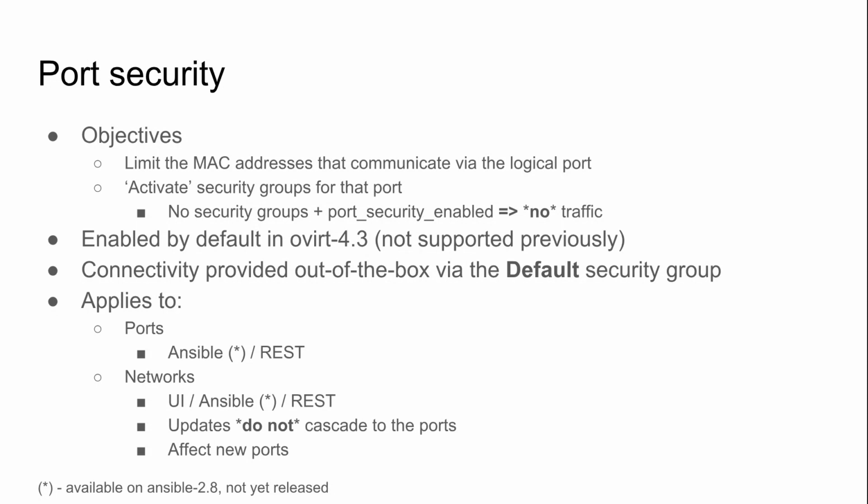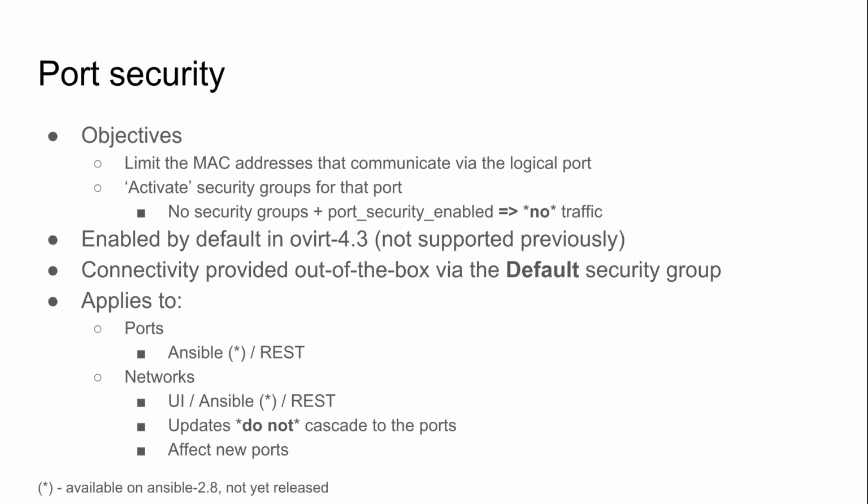It's very important to mention that port security is enabled by default on oVirt 4.3. It can nevertheless be updated in the provider configuration file. To provide out-of-the-box connectivity to virtual machines, the default security group is used. When a port is created with port security enabled, the provider assigns a default security group to that port, again, unless otherwise specified. Port security can be applied to logical ports and to logical networks.